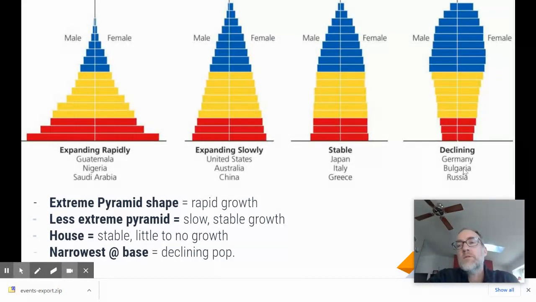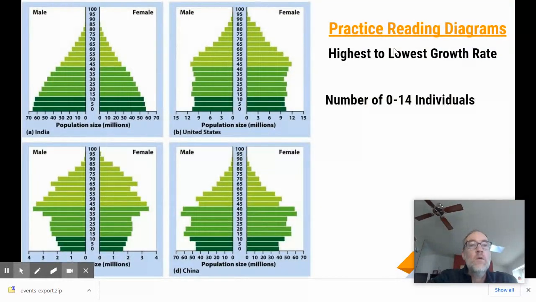We do have countries like Germany, Bulgaria, and Russia, which are declining, meaning they're having fewer children now than they had before. And you can see they have an aging population. Okay, let's see if you can distinguish between the highest to lowest growth rate in these four different examples: India, United States, China, and Germany. All right, let's see if you got it. That was the order, actually: India, US, China, and Germany.